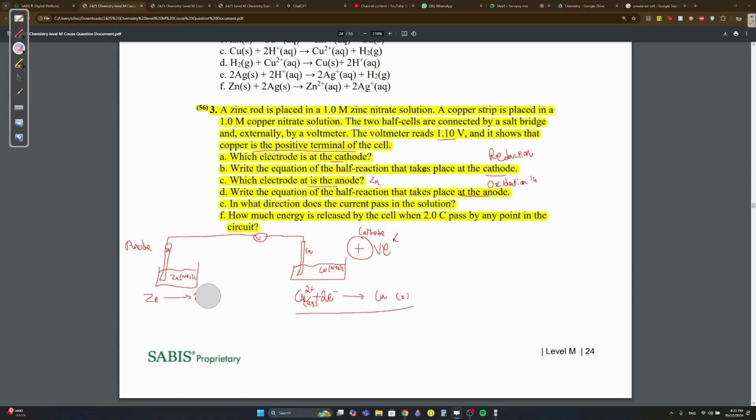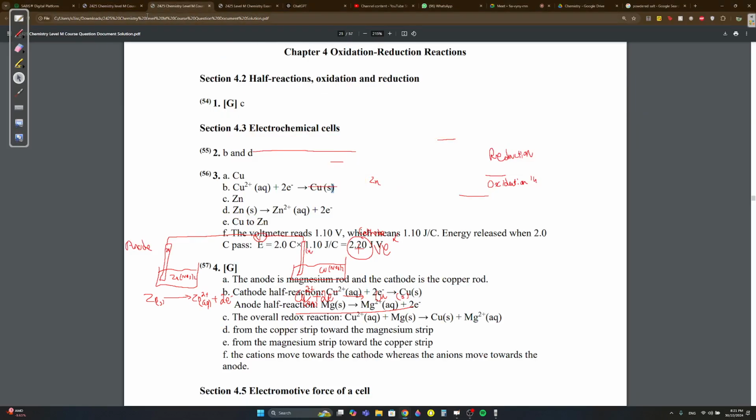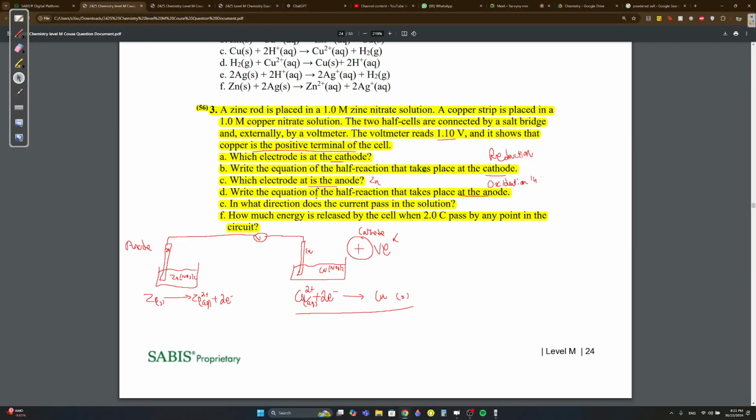So if you're losing electrons, that means its product will have a charge, right? So it's going to be Zn2+, and to balance it out, it's 2e-. Here it was solid, and it became an aqueous ion. Very easy. Okay, write the equation of the half.